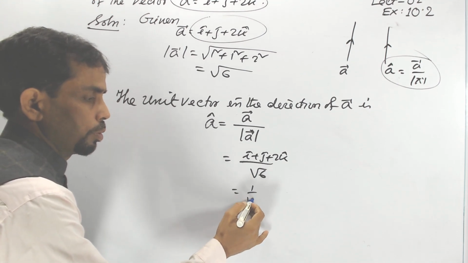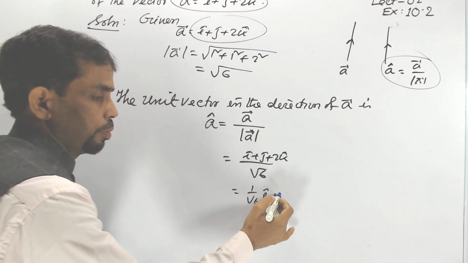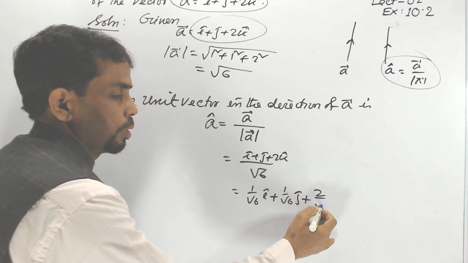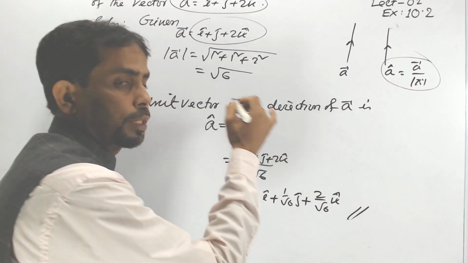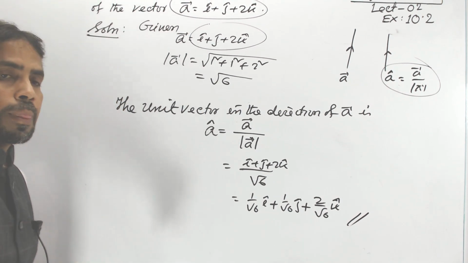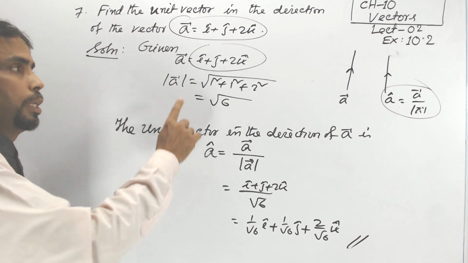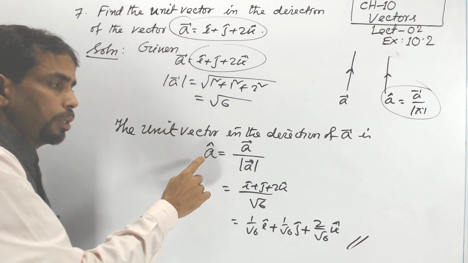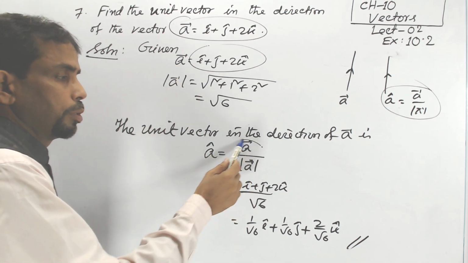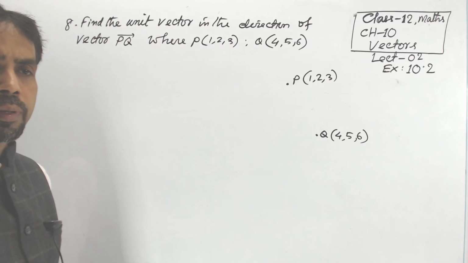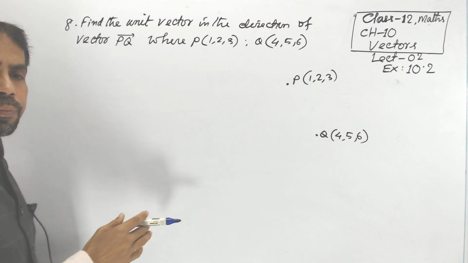It is 1 by root 6 i plus, coefficient of j is 1 by again square root 6 j, and 2 by square root 6 k. We can write it in this form. So this is how we find a unit vector in the direction of a given vector. Here A is given, and along the direction of A we are finding a vector. This is the formula. So we got the required unit vector.